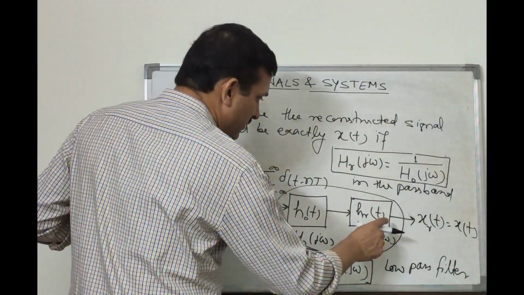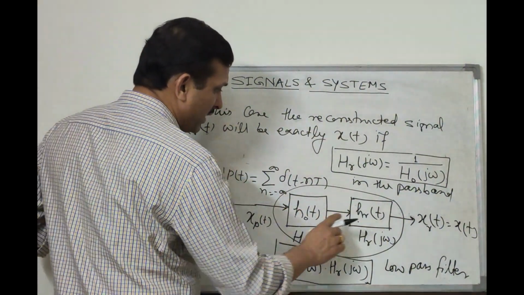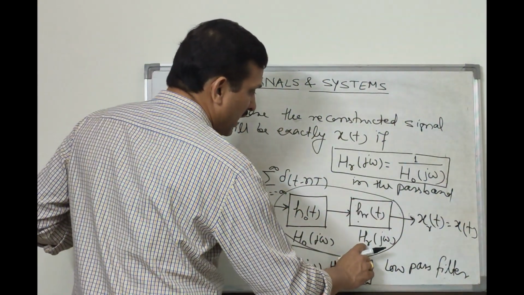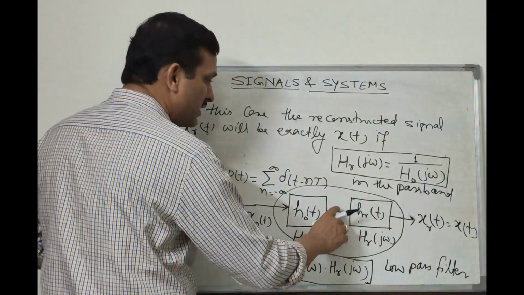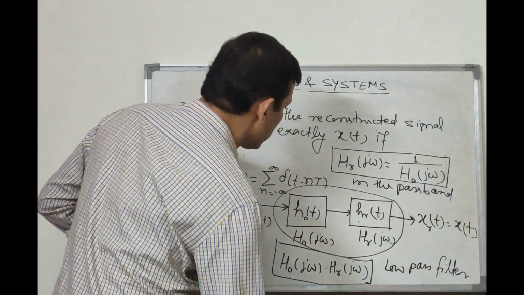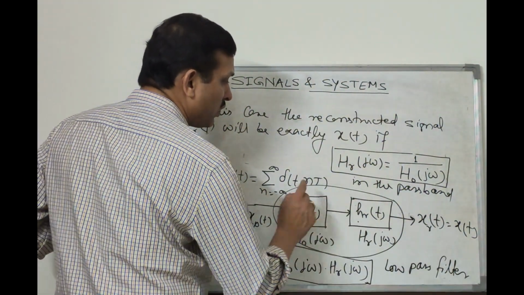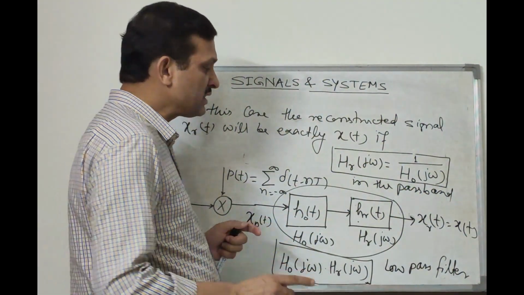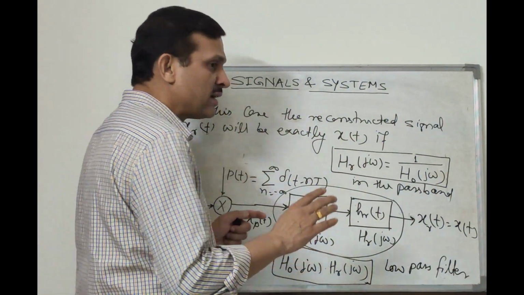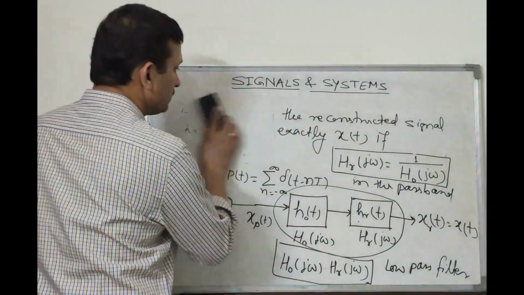Now see, if this filter HR(j omega) is absent and the signal is only passed through the zero order hold, then we are just getting the output of the zero order hold, and you have already seen in previous classes that this output is simply a staircase approximation.